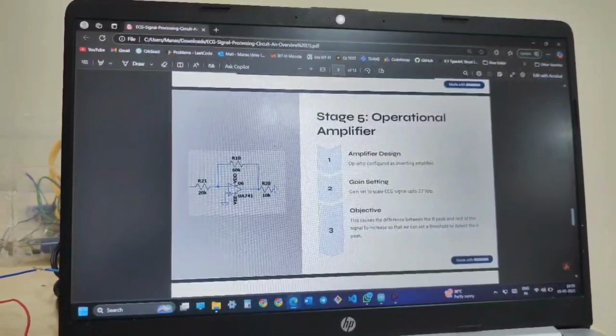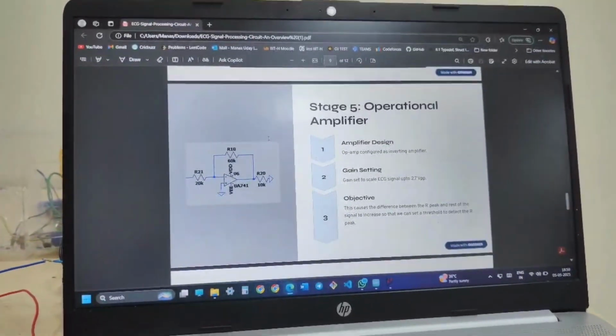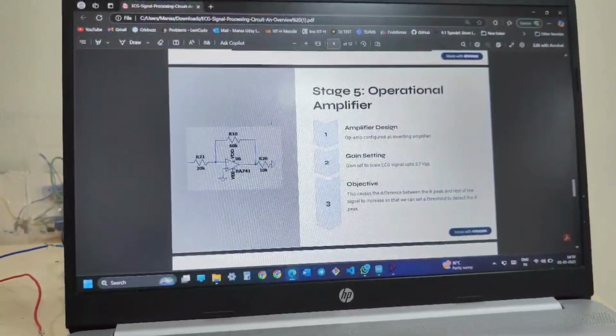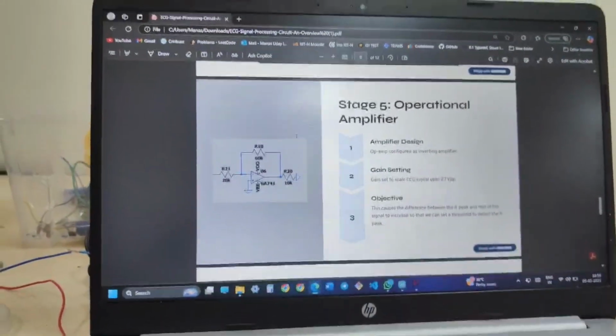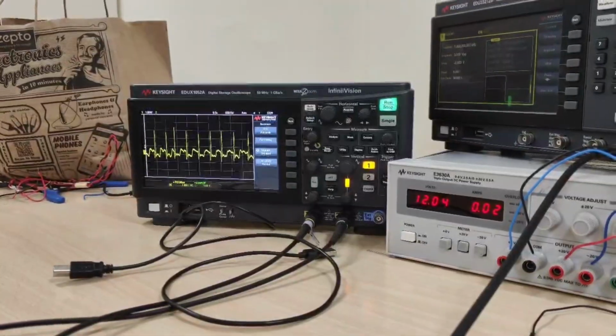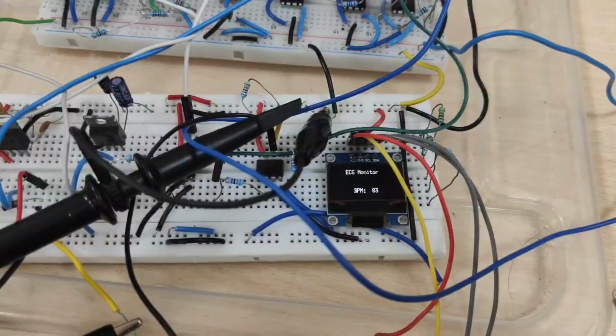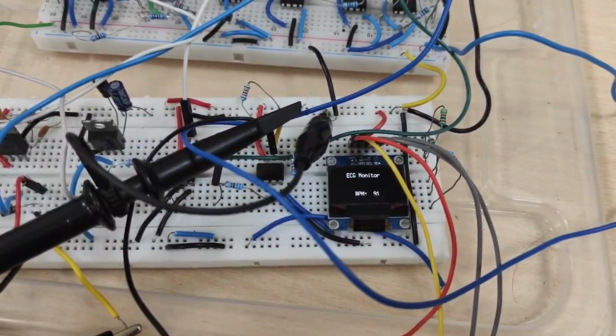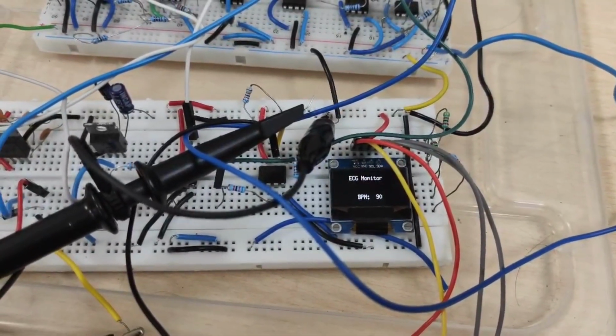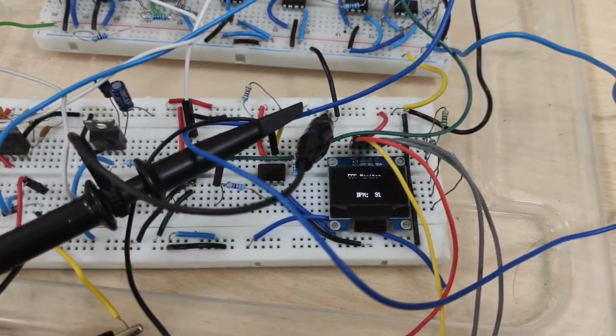After differentiation, the signal is amplified by a gain stage to bring it to an appropriate level for threshold comparison. This gain stage also inverts the signal, preparing it for the subsequent threshold detection stage. This is the output of the final gain stage. The processed signal now goes into the Arduino, and thus we have displayed the BPM by finding the peaks, setting a threshold.